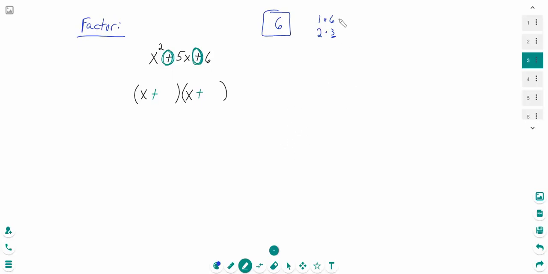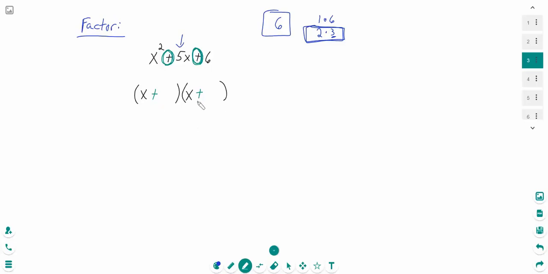Now we need to look at which one of those, because these signs are the same, okay? These signs are the same. So which one of these will add up to be this middle term? Okay, 1 plus 6 is 7. That's not the middle term. 2 plus 3 is 5. That is the pair that we want. That's the pair we're going to use.